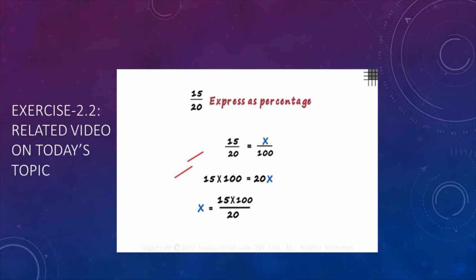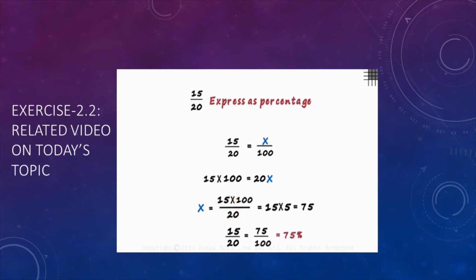100 divided by 20 is 5, and hence x is equal to 15 multiplied by 5, which equals 75. Hence 15 by 20 is 75 by 100, and that is equivalent to 75%. This was the concept of how we convert it into percentage form. But notice what we did. All we did was multiply the fraction by 100.